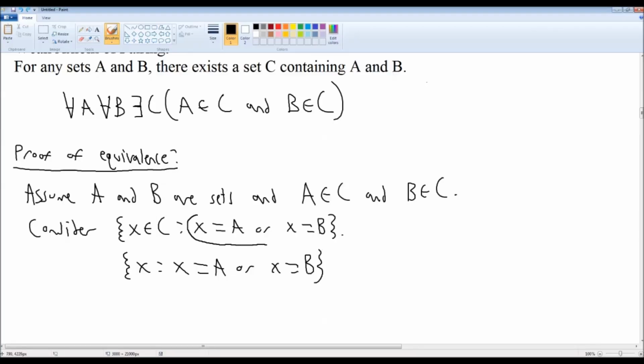It's because whenever this condition is true, whenever you're equal to A or you're equal to B, then you have to be in C anyway, because if you're equal to A, then you have to be in C. And if you're equal to B, then you also have to be in C. So recall, whenever this condition here implies that you're in this set, then you can rewrite it removing this part. So this is the set containing precisely A and B.